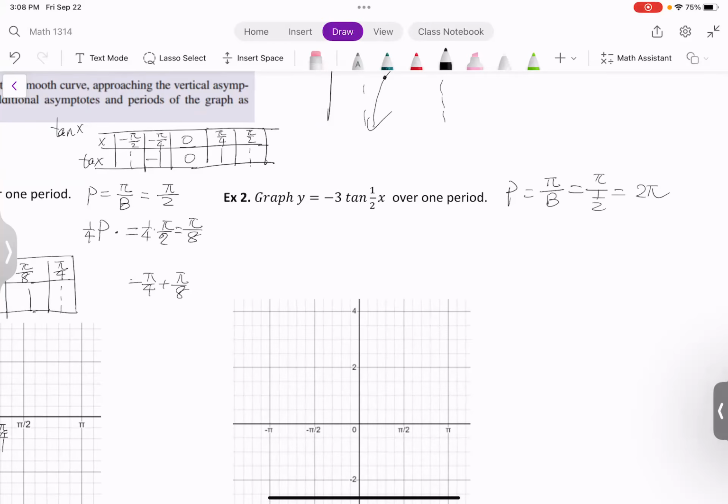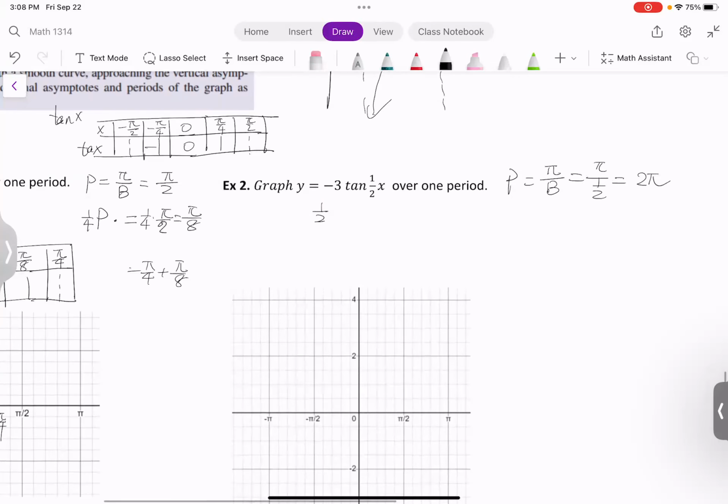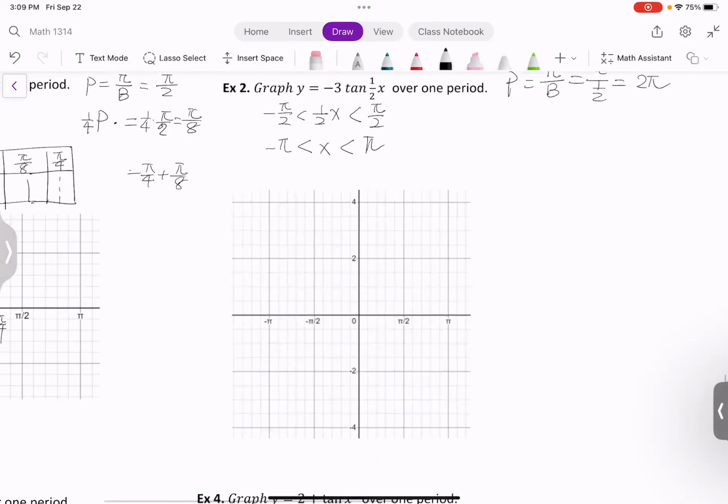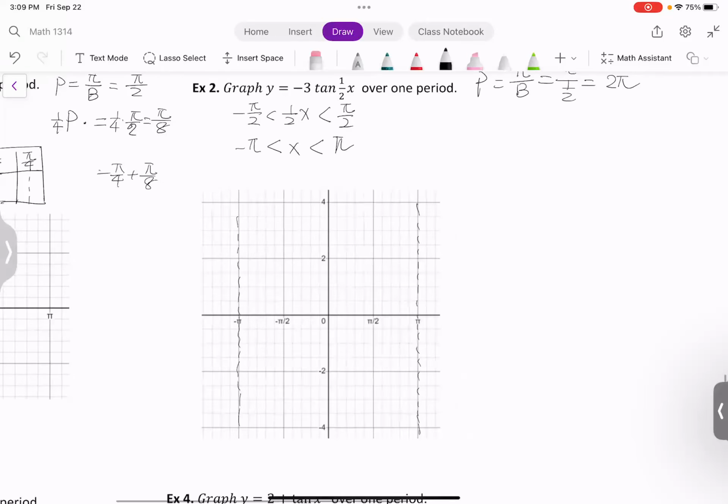Okay, we have a big period. And then we need to find one full cycle. For the tangent, 1/2 x is between negative 1/2 pi and 1/2 pi. All right, so multiply all of them by 2. I'm having negative pi, x, and pi. That means the two ends are vertical asymptotes. I need to find another 3 points between negative pi and pi.